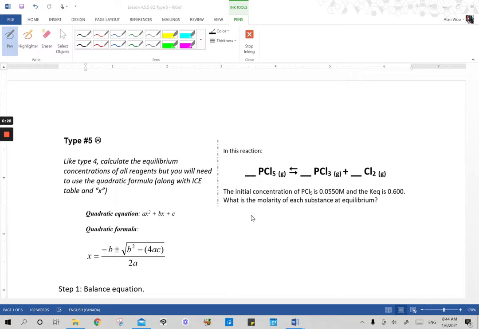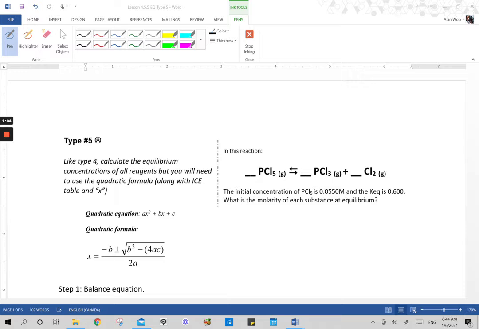At first glance, it doesn't seem like it's a tough question, because when you look at what you're given, it's an initial concentration of a certain substance. In this case, PCl5 is 0.0550 molarity, and then it gives you the Keq, which is equal to 0.600. What they want you to find is the molarity of each substance at equilibrium. So right off the bat, it sounds like this is a type 4.